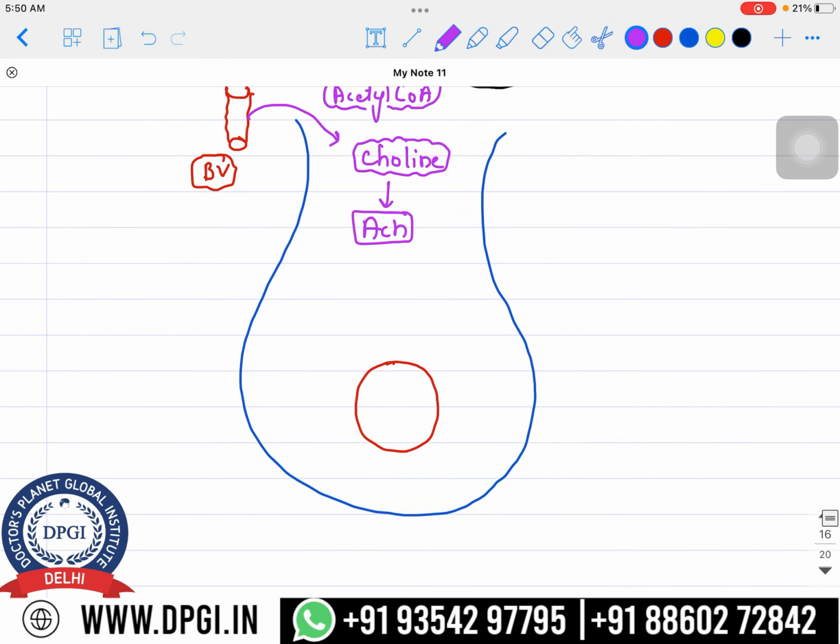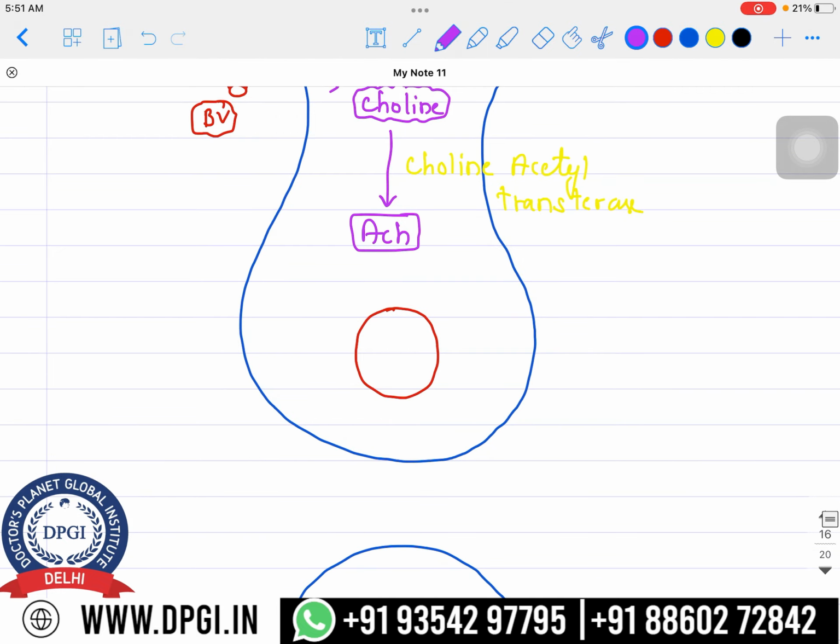But here we have an enzyme, right? This enzyme is making this acetylcholine. So what is this enzyme I'm talking about? The enzyme is called choline acetyltransferase. Once this acetylcholine is formed, what will happen? Everybody knows it will enter inside this presynaptic vesicle, as we have discussed, and then it will be stored inside this vesicle.